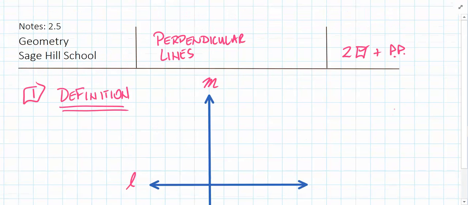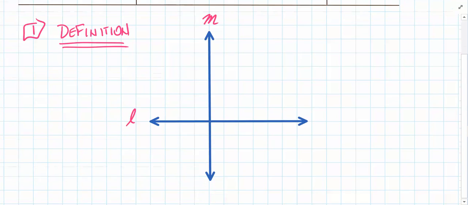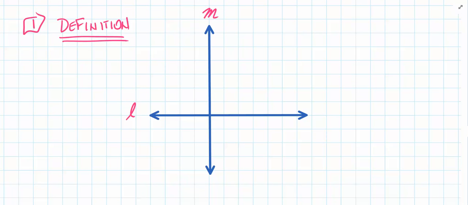Alright, so this section, 2.5, we're talking about perpendicular lines. I'm sure you've heard of perpendicular lines before. We're going to have the formal definition here. They look like this, right? What do you notice about these lines? They cross. I agree that they cross. What else? There we go. Okay, so now we can start talking about it a little bit.